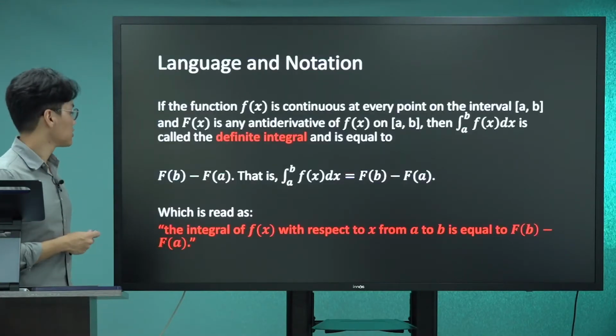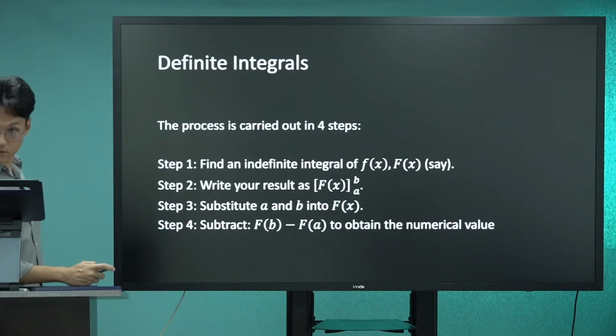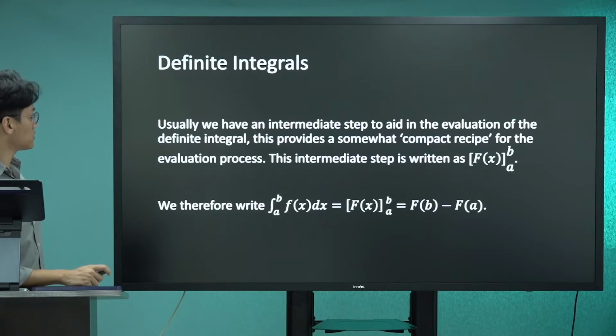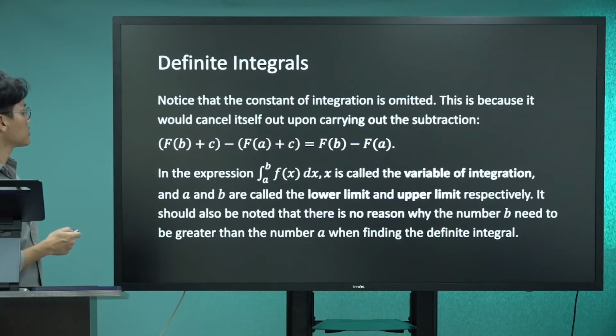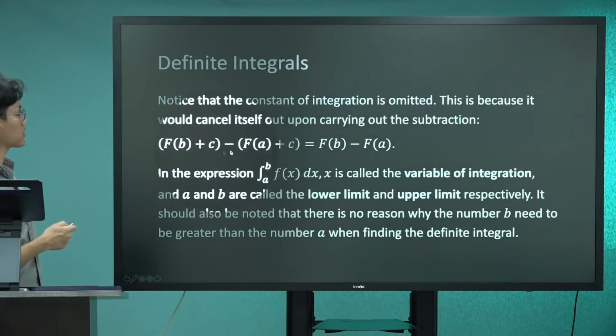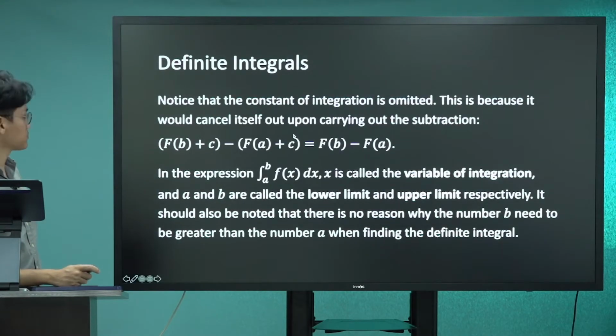Yes, you're right. There was a constant on the indefinite integral, but for the definite integral, there is none because we are subtracting, right? If you subtract the constant c, it cancels out, so we don't need that. Okie dokie?